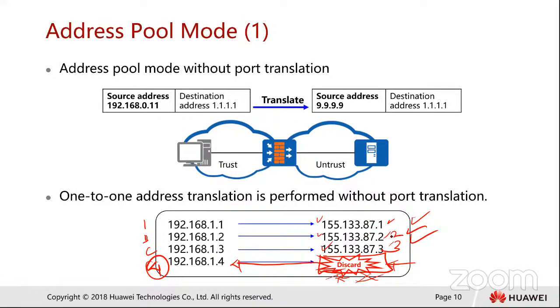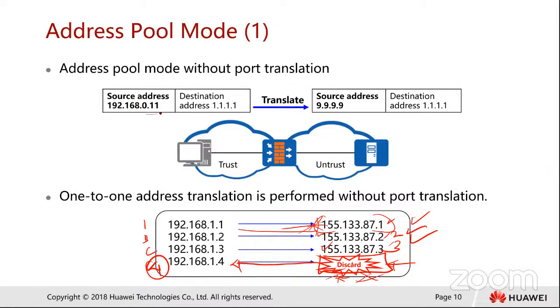What will happen to him? He will have to wait until these guys release the translation from one of these addresses, and then he can use any of these to be able to communicate. So this is address pool without port translation.